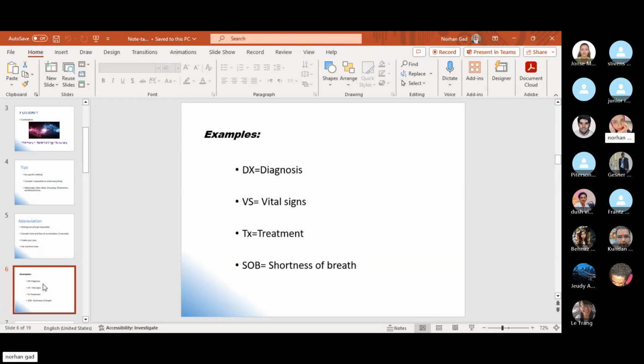Just fix the abbreviation for whatever. If you're going to use DX for diagnosis, then use DX forever. If you're going to use DS, then use DS forever. Don't use DX once and DS another time. Okay? Vital signs, again, VS, treatment, TX, shortness of breath, SOB. If you want to use those, it's up to you. If you want to use any different abbreviation for whatever, it's up to you. You can create your own.